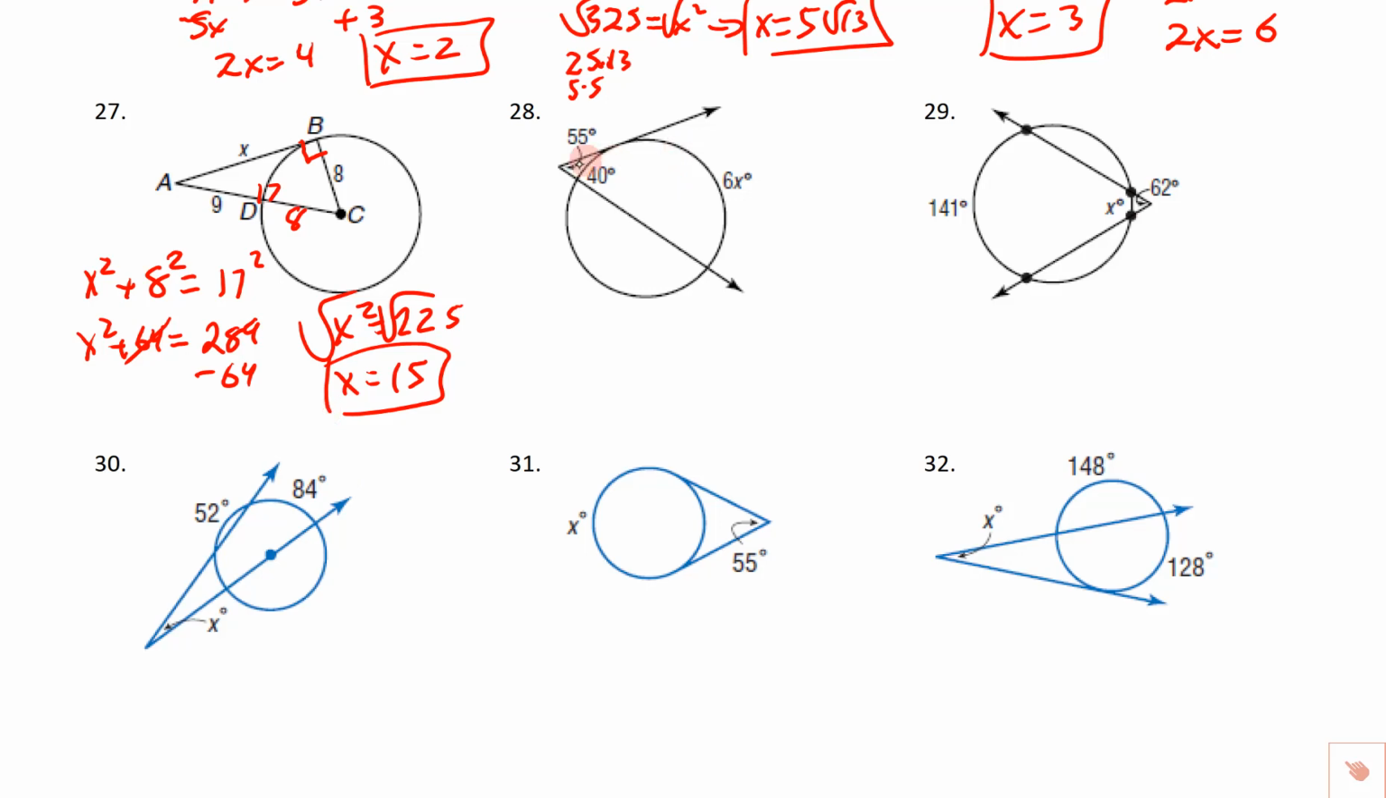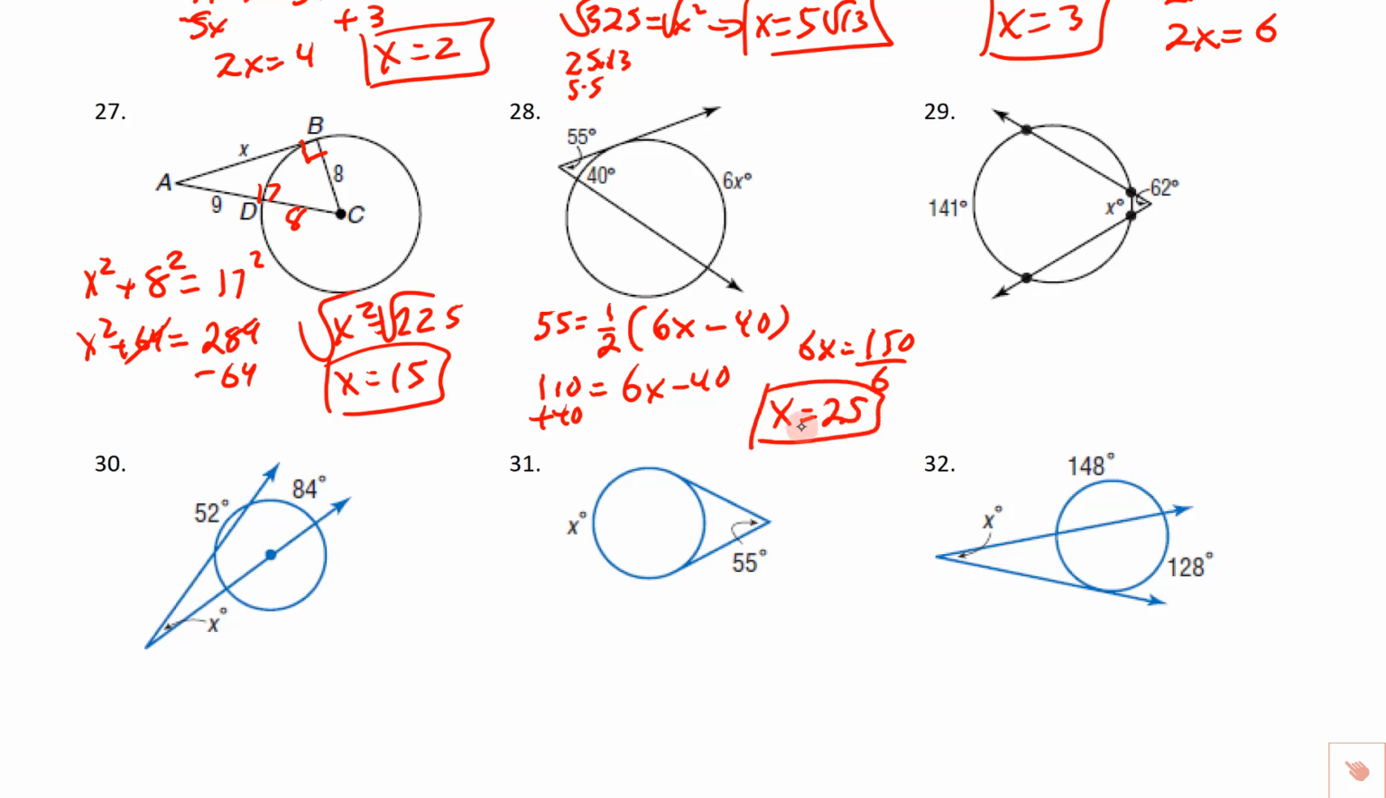Let's see here. This is an external angle. It happens to be formed by a tangent and a secant. But so when it's outside, we have to subtract the two arcs. So we're going to say 55 is equal to 1/2 of the big arc, which is 6x, minus the small arc, which is 40. So this is going to be 110 once I multiply by 2, and that's 6x minus 40. I'm going to add 40 to both sides, so we get 6x equals 150. And if you divide that by 6, we get a nice easy answer like 25, so that looks nice.